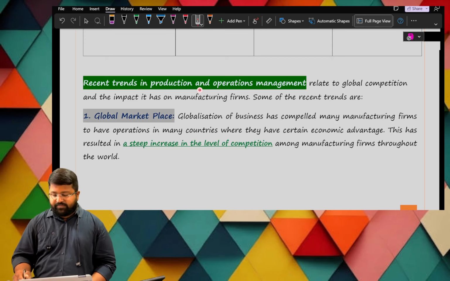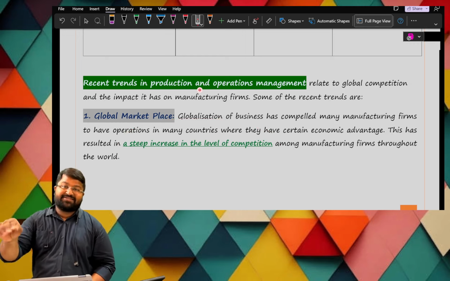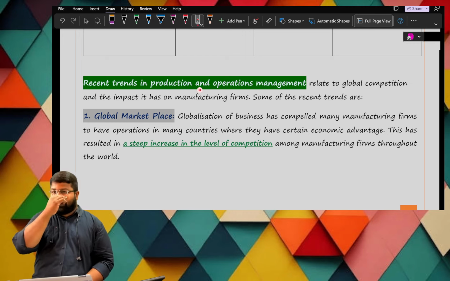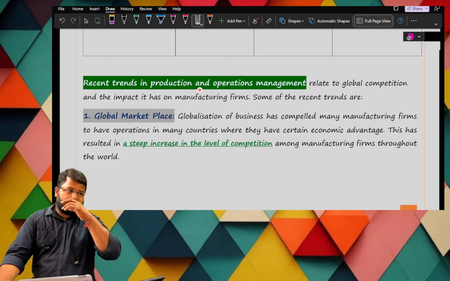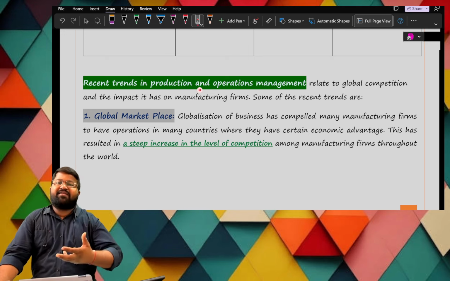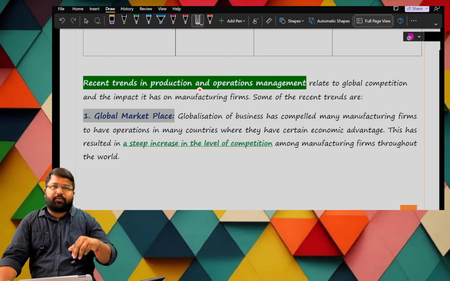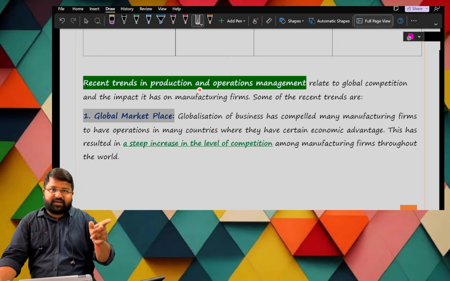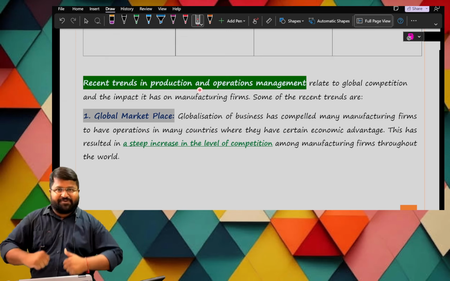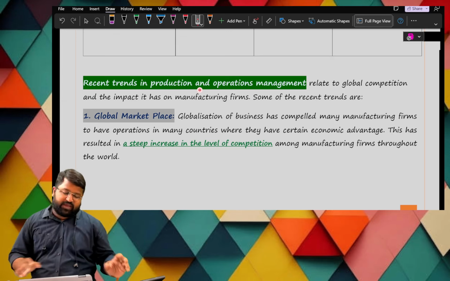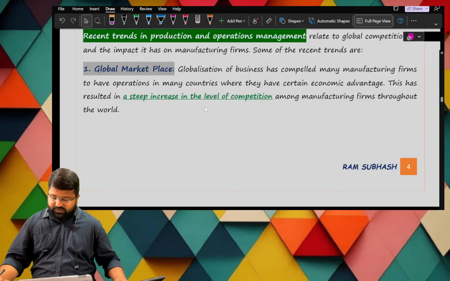Next, a steep increase in the level of competition, and because of this, there is an increase in competition. Okay, and an increase in competition is really good for customers. It is really good for customers, and it also makes the manufacturer think innovatively. What changes do I have to make in my product so that customer needs are met, and I am also able to fight with my competitor? Okay, so that I make my product the best. This is the first one. So, global marketplace.